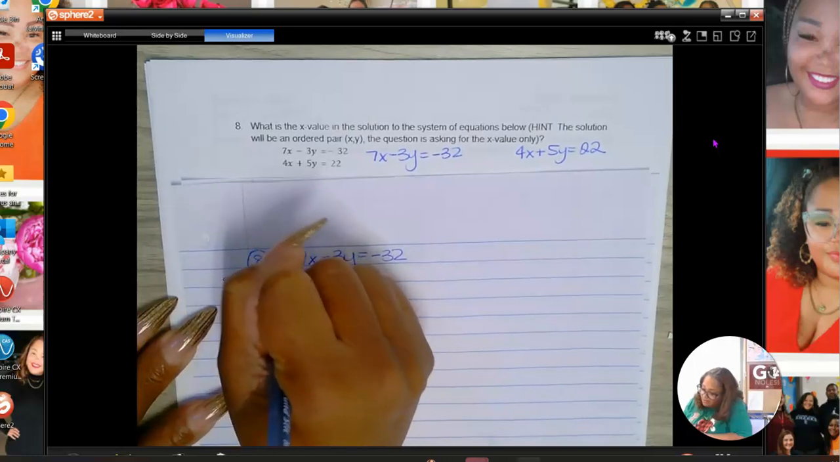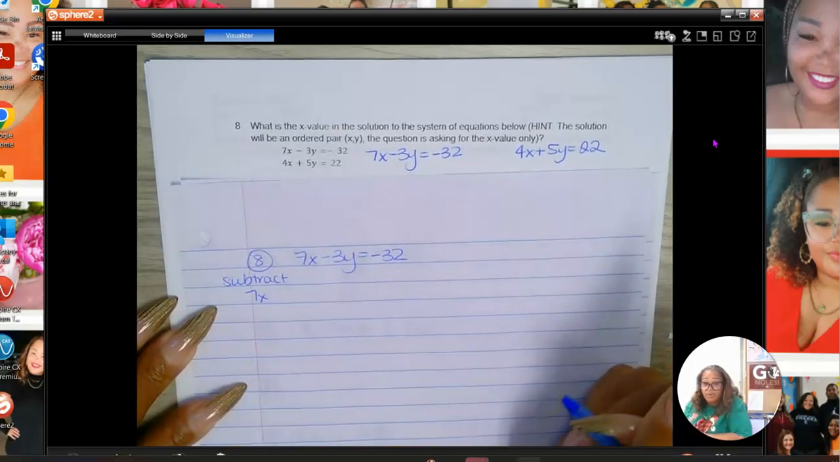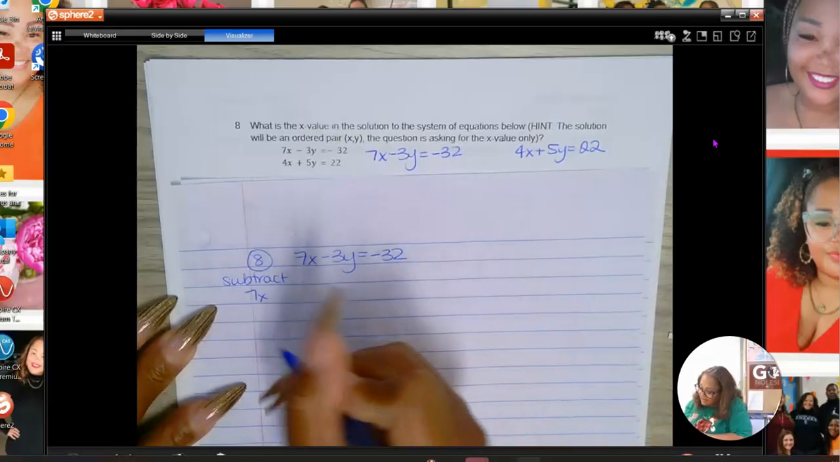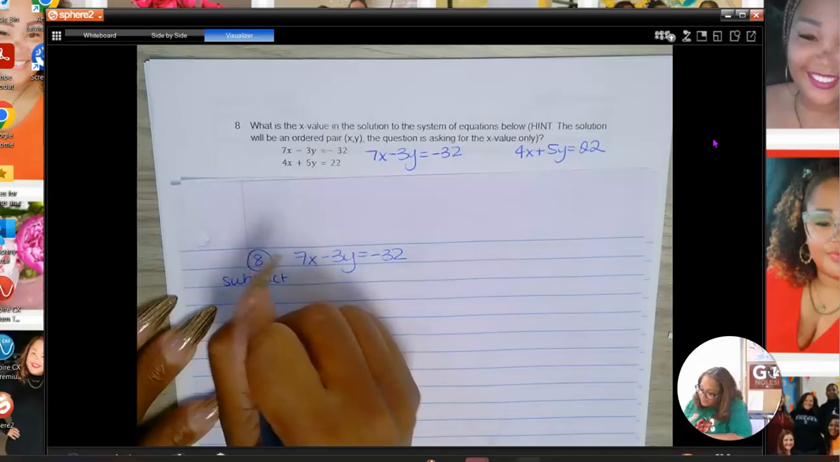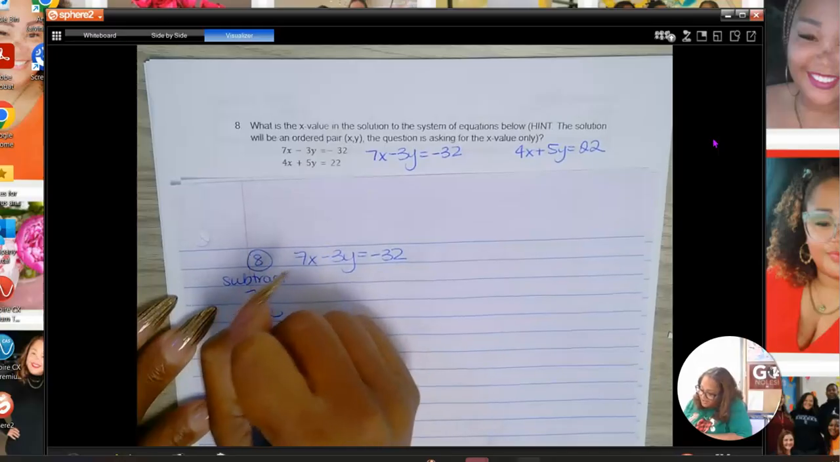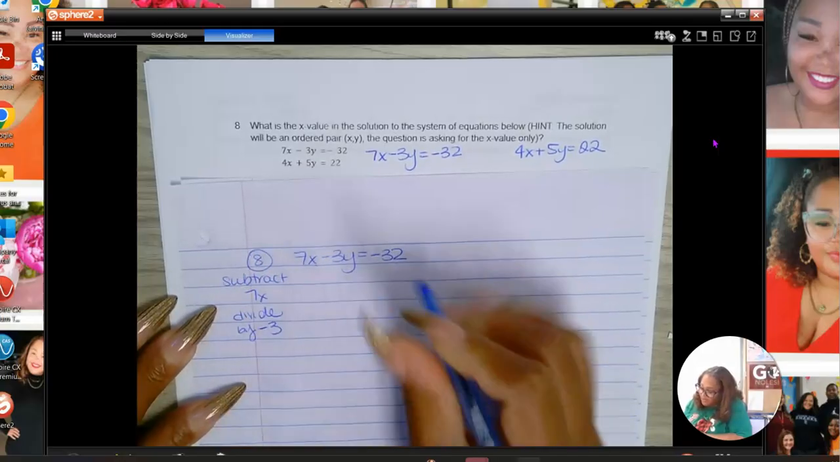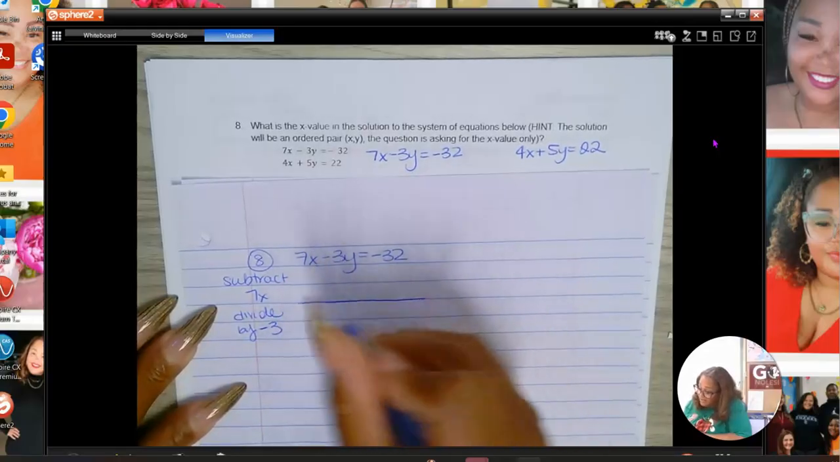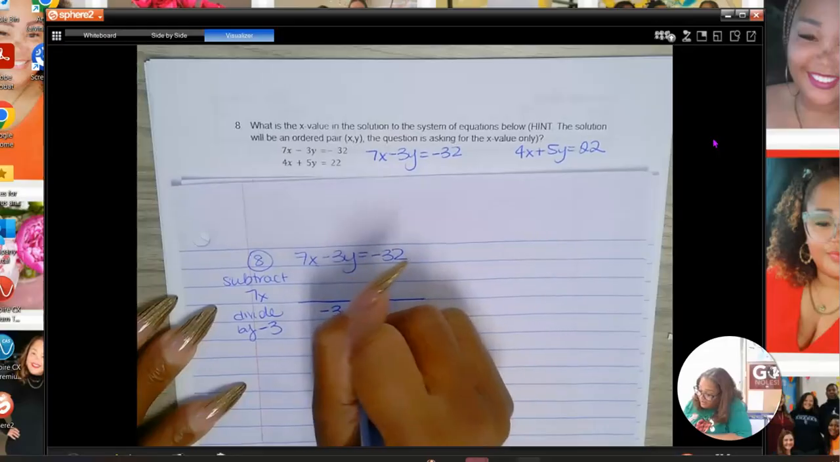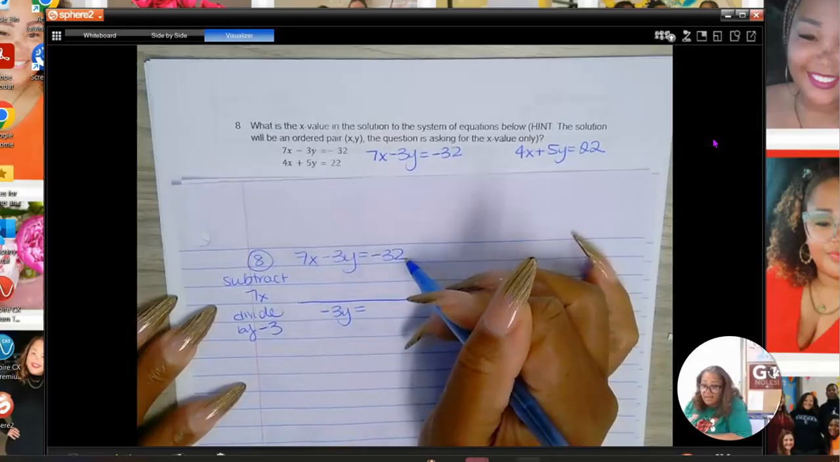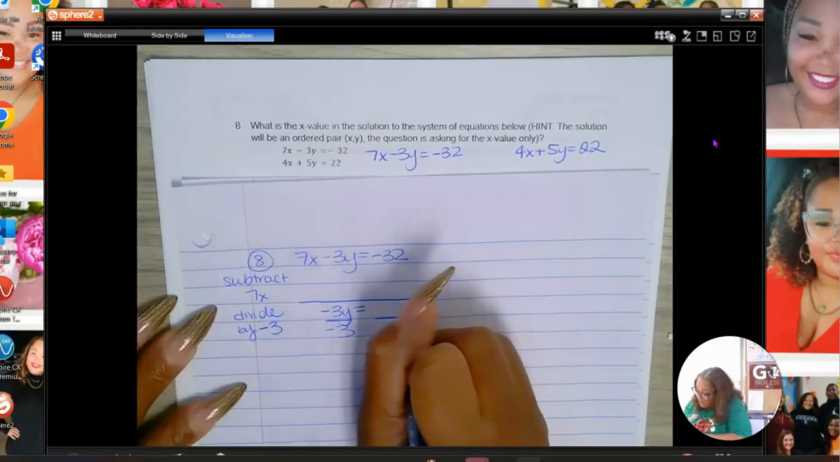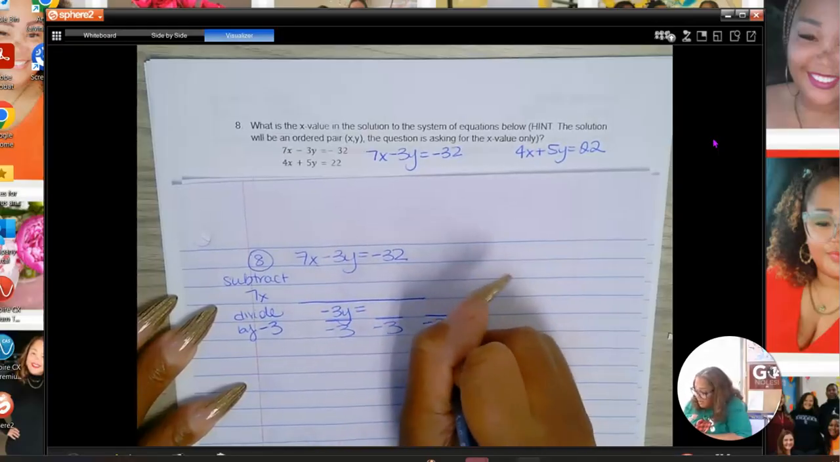Subtract 7x from both sides. Minus 7x, minus 7x. Then divide by the coefficient of y, which is negative 3. Whatever you get here, you're going to draw a line, bring down the negative 3y equals whatever this is, and a negative 7x over here, and then divide by negative 3. Divide by negative 3, divide by negative 3.